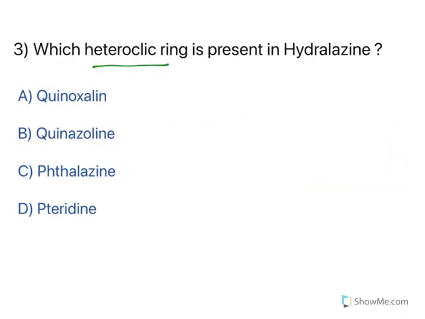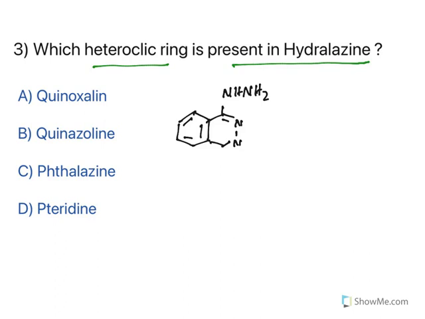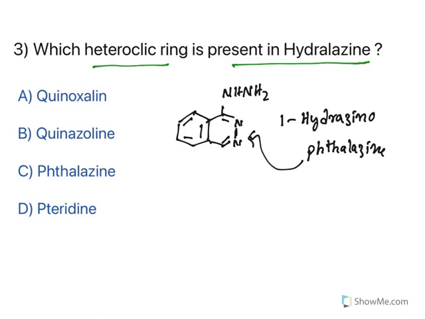Now, which heterocyclic ring is present in hydralazine? Hydralazine is an antihypertensive drug. Again, all these questions are based on structure. When you understand the structure and rings, then you will be able to answer these questions. Chemically it is known as 1-hydrazino, that means at the first position you have a hydrazine group, and the ring is phthalazine.